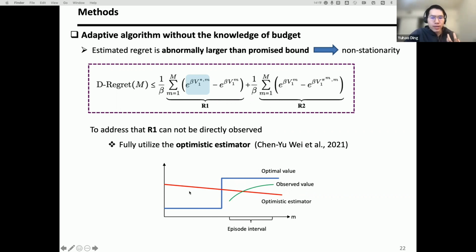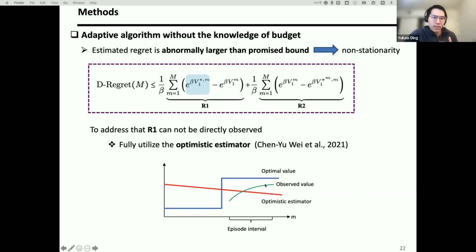And when non-stationarity happens, for example, if it happens so that the optimal value function jumps up from this level to this level, then because the optimal value increases, if we learn in this new environment, our observed value will also gradually become larger and larger since we are learning the optimal value in this new environment. And gradually, this observed value will exceed the previous optimistic estimator, which indicates that non-stationarity must have happened.